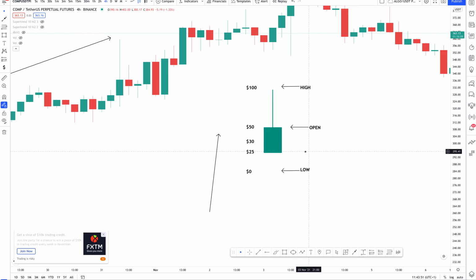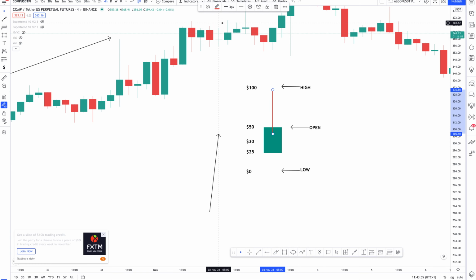Okay, now this is what would happen. This long wick here will turn red. This body of the candle will also turn red. Okay, now that is a flip. It means it flipped from being bullish to bearish, right?